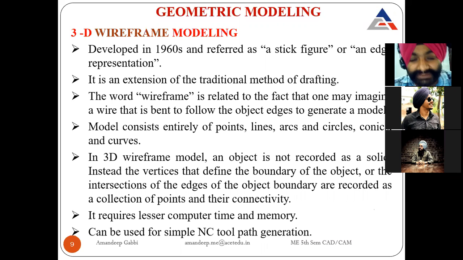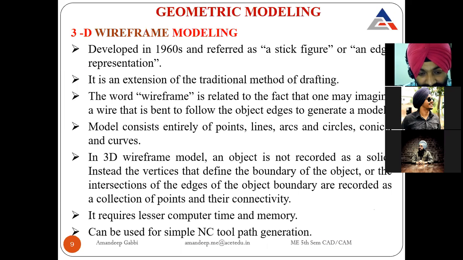The word wireframe is related to the fact that one may imagine a wire that is bent to follow the object edges to generate a model. As I have explained, an image that looks like it is formed with the help of some lines or some wire, we call it a wireframe model. The model consists entirely of points, lines, arcs, circles, conics and curves only. There may be no surface there. It doesn't look like a solid, but it is a model of a solid figure.